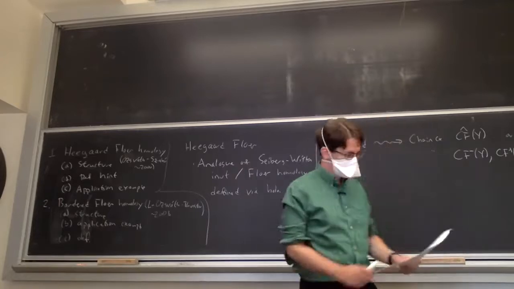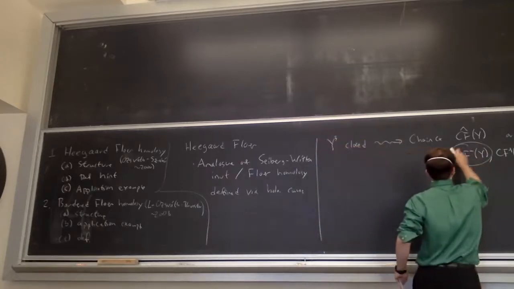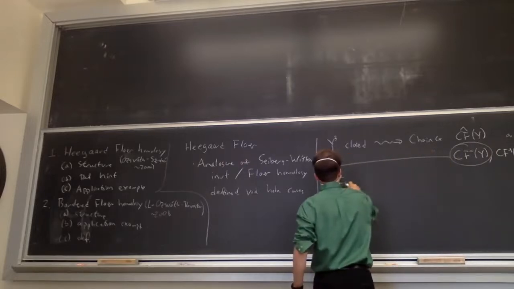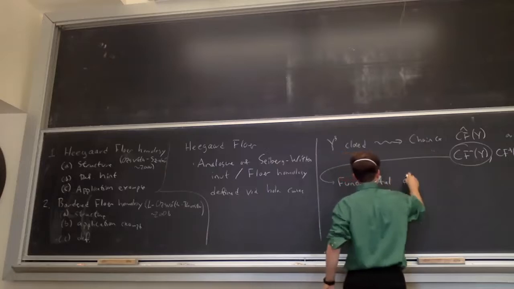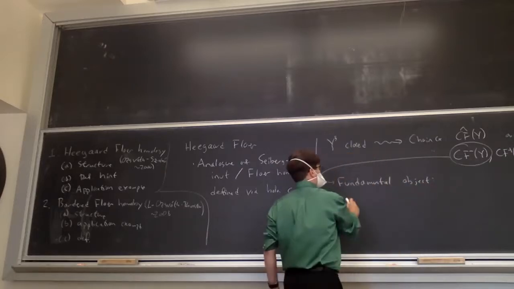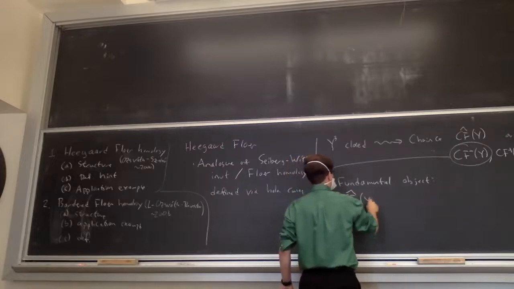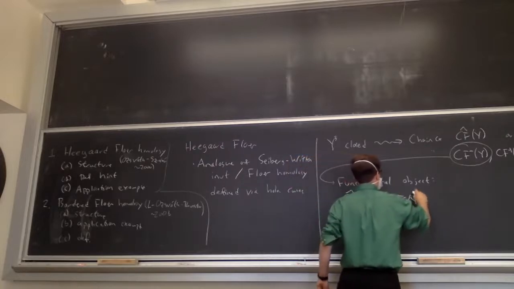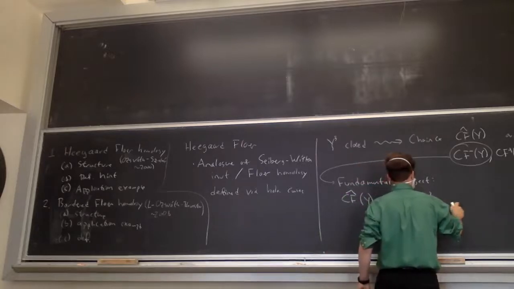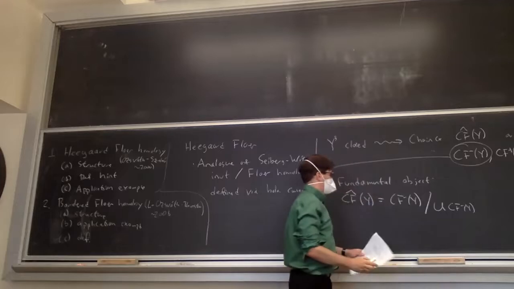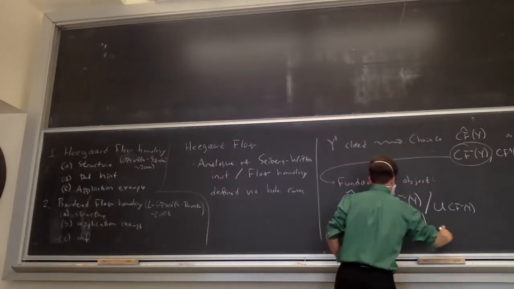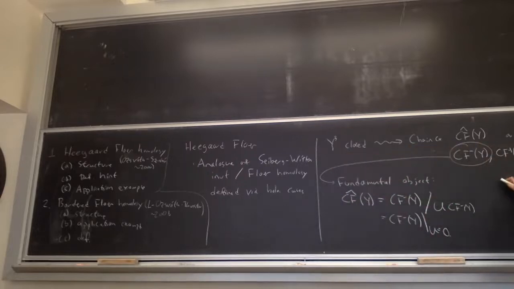This one is sort of the fundamental object, so this is the one to remember, in the sense that if I want to get CF hat back, CF hat is just CF minus mod the action of U. So CF hat is CF minus mod U. And then CF plus is you invert U, so CF minus of Y tensor Z[U, U inverse], and you kill off CF minus of Y inside that.